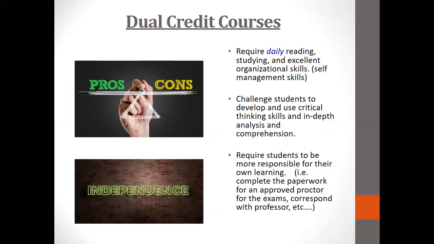Dual credit courses require daily reading and studying and excellent organizational skills. So definitely self-management. There are some pros and cons, and you need to be very independent. Your study hall teacher and the principal and the tech coordinator, we're all here to help you, but a lot of it is independent studies. So make sure that you have the ability to self-manage. It challenges students to develop and use critical thinking skills and in-depth analysis and comprehension. It also requires students to be more responsible for their own learning, i.e. complete the paperwork for your approved proctor for the exams, corresponding with a professor, etc.